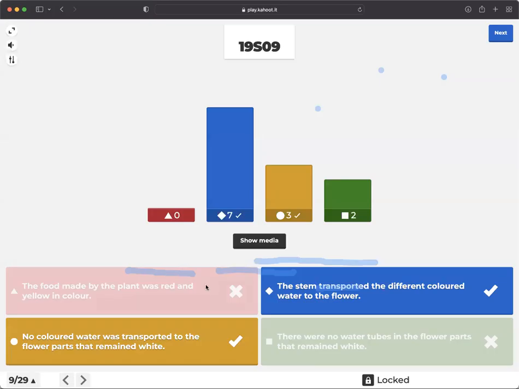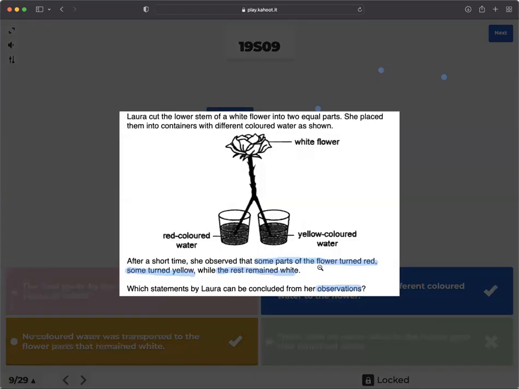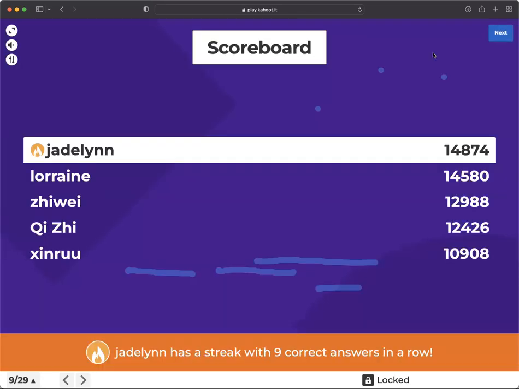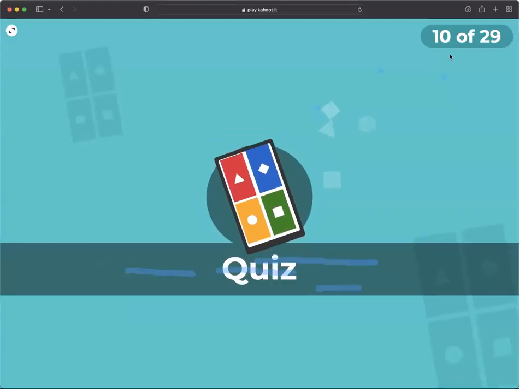Then some of you mentioned the yellow: no colored water was transported to the flower parts that remain white. So why did the rest remain white? It's because the uncolored water that was still inside the stem itself had been transported up. Is that clear? So there are two answers to this. One is the blue, which most of you understand. So it's the yellow and the green, which I explained. Clear so far? Next question.